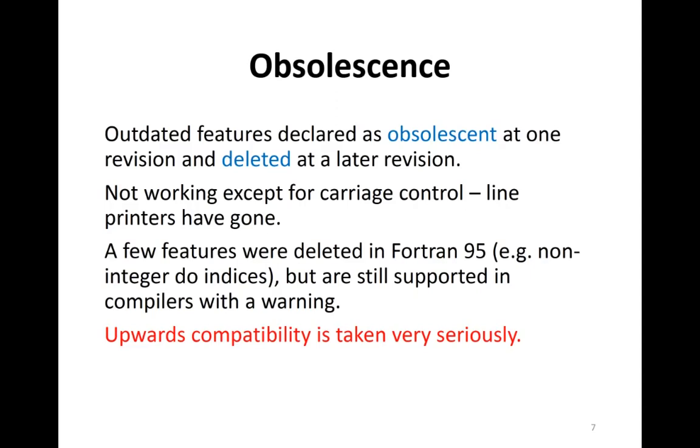There is one exception, actually, which is carriage control has gone. There used to be a way of controlling line printers with the very first character of the output line, which said whether you fed on one line or put a whole page out, or even overwrote the line. So these line printers that go clonk, clonk, clonk, clonk could print twice. We don't have those anymore, so that really has gone from the language. There were a few features deleted in 95, for instance, non-integer do indices, but they're still supported in compilers with a warning. So I put this in red.